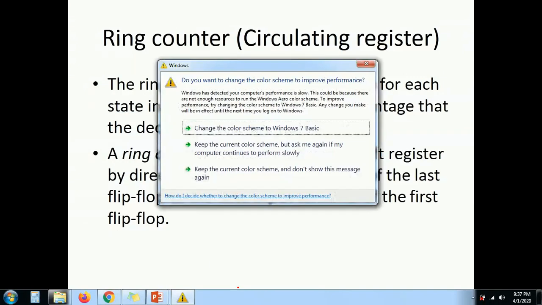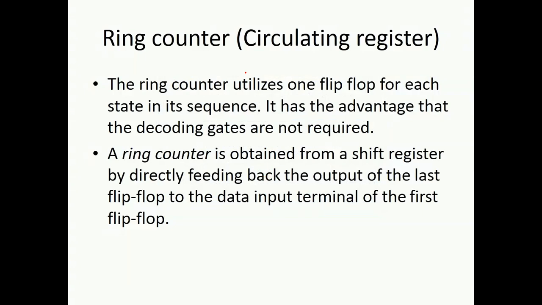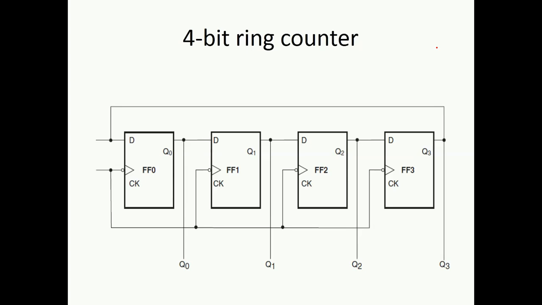First of all, I am going to start with the ring counter. Ring counter is also known as circulating register. So I'm going to start the explanation of ring counter with the help of an example of a 4-bit ring counter. In a 4-bit ring counter, we are going to use 4 D flip-flops.